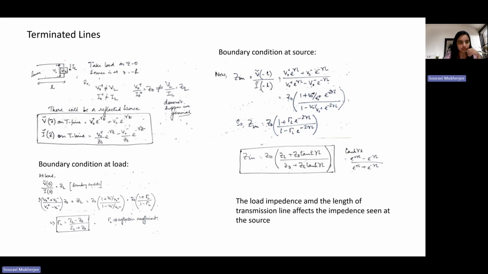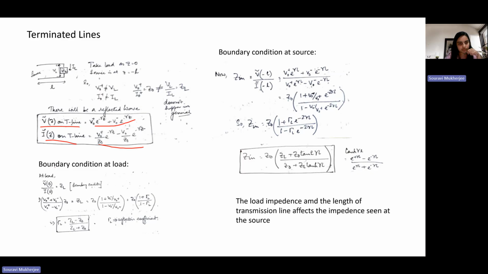Okay. So what we do is we just look at the general form of voltage and current. This is the general form. We just derived it from the wave equation, by solving the partial differential equations, right? So this is your form of voltage and current.